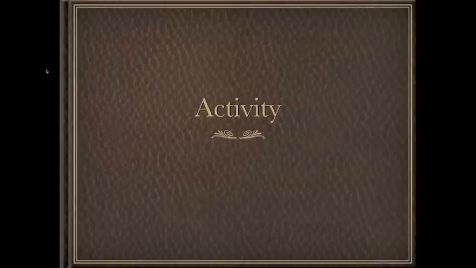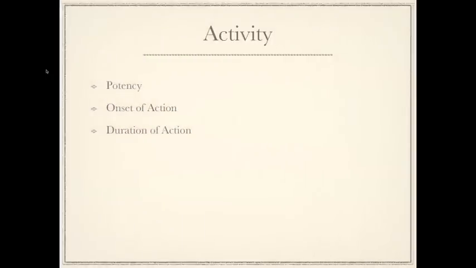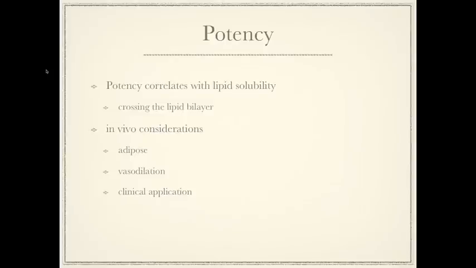Okay, so the activity of the local anesthetics, there are 3 points to keep in mind. Potency of the drug, onset of action, and duration of action. Now, potency essentially refers to how well the local anesthetic can cross the lipid bilayer. Now, in order to cross the lipid bilayer, it needs to be lipid soluble. So potency correlates with lipid solubility.